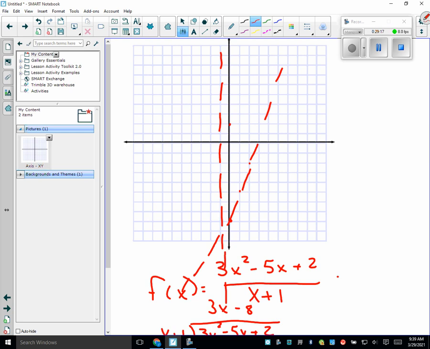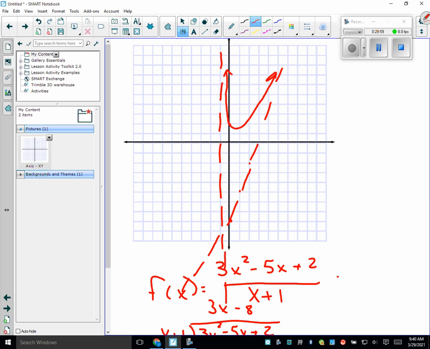Well, I know if x is 0, y is 2, because when I put a 0 in for x, don't I get 2? I don't think my window is big enough. Is that where 1 is? Yeah, that's right. Does it come below the x-axis? No. So it must look something like this? Would you agree? Yeah.